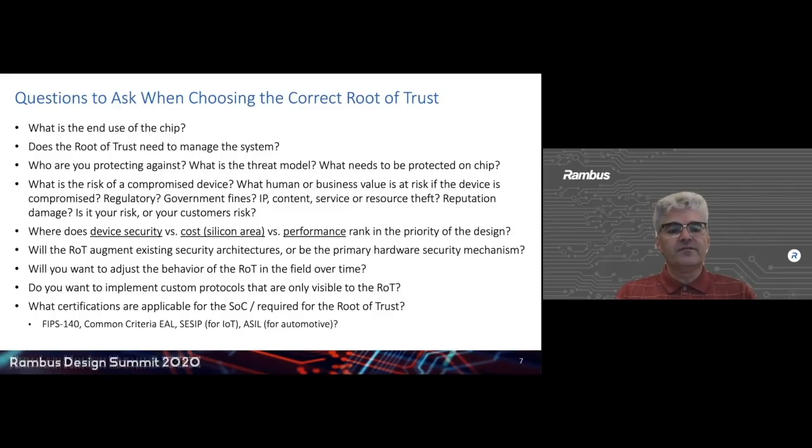Will you want to adjust the behavior of this root of trust in the field over time? Typically, hardware, ROM, as discussed before, is immutable. But what if root of trust vendors found a way to still have flexibility in the field? That would be very valuable. And then finally, do you want to implement custom protocols that are only visible to the root of trust? That means maybe you have a proprietary protocol, a legacy protocol, you want to go to different geographies, maybe typically in Asia, where you could expect different algorithms to be used. Maybe you want to have the flexibility to have different SKUs there.